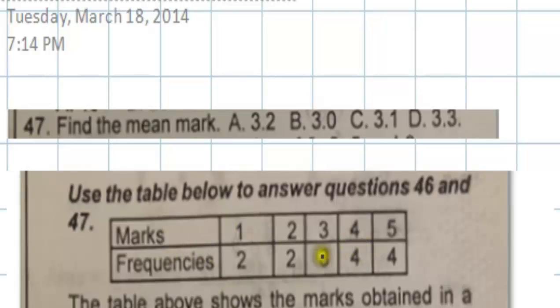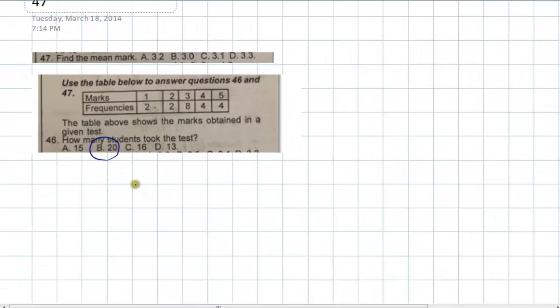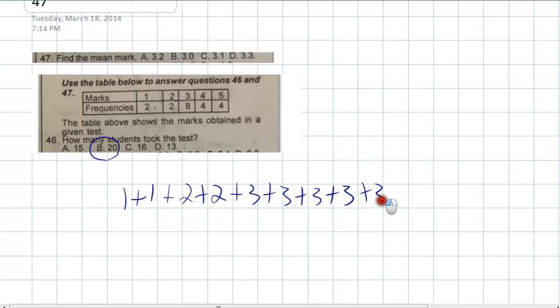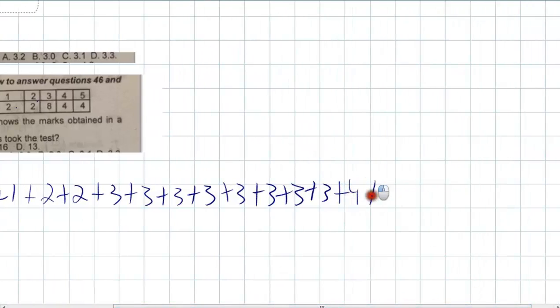So here we have the marks, and the mark of 1 appeared 2 times. That's what the frequency means. So here we have 1 plus 1. The mark of 2 appeared 2 times as well, so plus 2 plus 2. 3 appeared 8 times, so plus 3 plus 3 plus 3 plus 3 plus 3 plus 3 plus 3 plus 3. I think that's 8: 1, 2, 3, 4, 5, 6, 7, 8. Okay, good. And then 4 appeared 4 times, plus 4, plus 4, plus 4, plus 4, and 5 appeared 4 times as well.